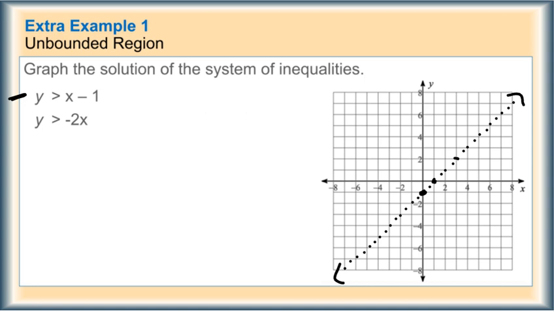Next one I'll make green. Has to be greater than -2x. So this one's at 0, 0. Up 2 to the left 1. Or I can go down 2 to the right 1. This one's also dashed.